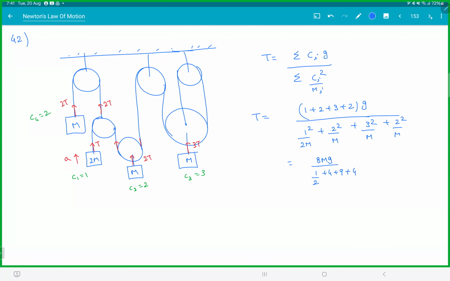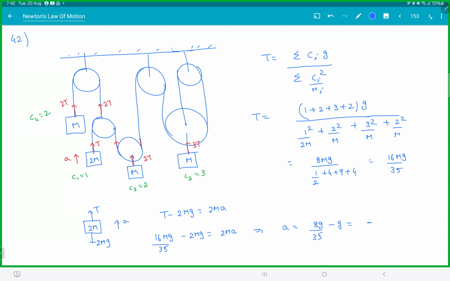Then you want the 2m acceleration. You know the tension value. You know the weight 2 mg and you have taken it up. You assume any direction, the sign will take care. So T minus 2 mg is equal to 2m a. Substitute here, 16 mg by 35. The 2m will cancel. You end up with 8g by 35 minus g, that is minus 27g by 35. Yep, it's going down.